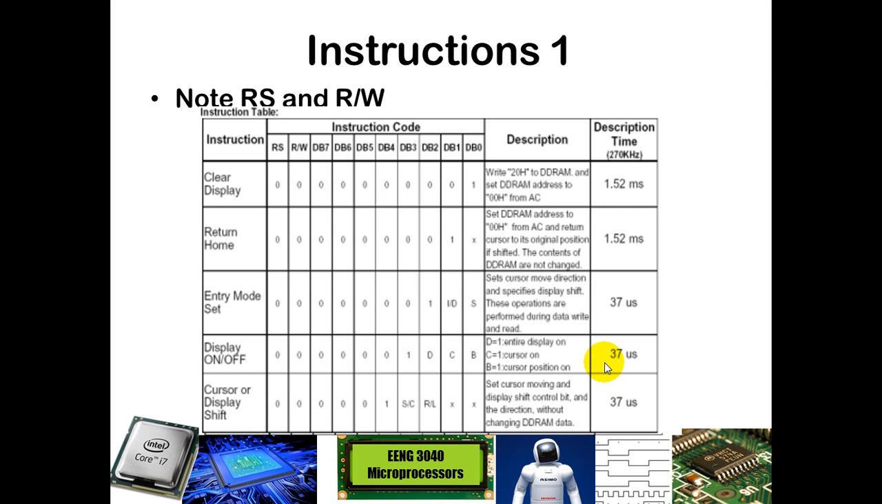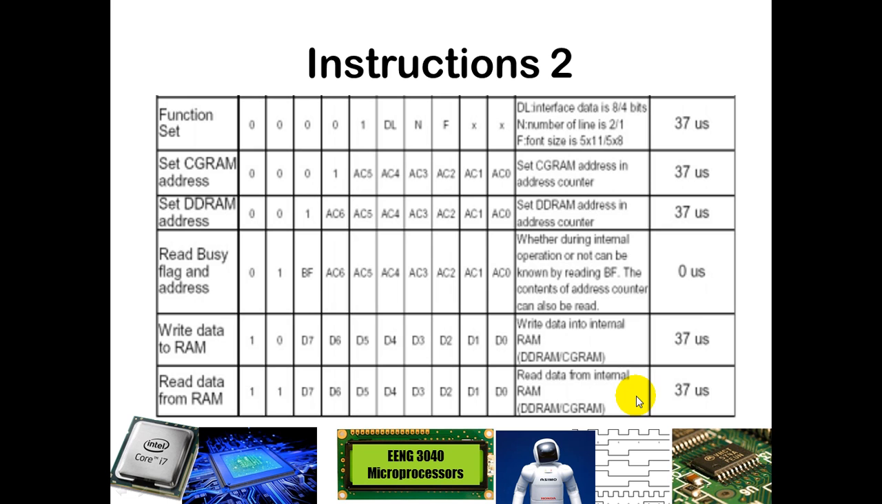And then you have the cursor or display shift, and so here you can put in some different values, and that sets whether the cursor is moving and some of the display information there. Then over here you can set some specific functions. So this will determine how your interface is configured and whether you're using a 2-line display or just 1 line. You do have that option.